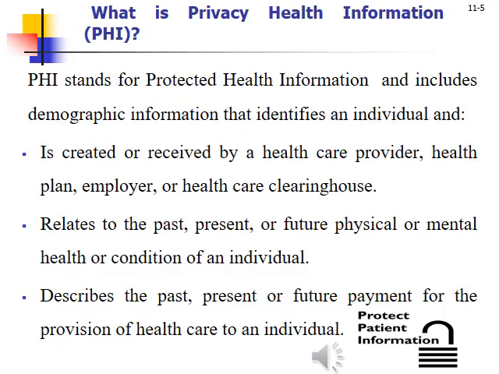What's privacy health information? PHI. PHI stands for Protected Health Information and includes demographic information that identifies an individual and is created or received by a healthcare provider, health plan, employer, or healthcare clearinghouse. It relates to the past, present, or future physical or mental health or condition of an individual, and describes the past, present, or future payment for the provision of health care to an individual.